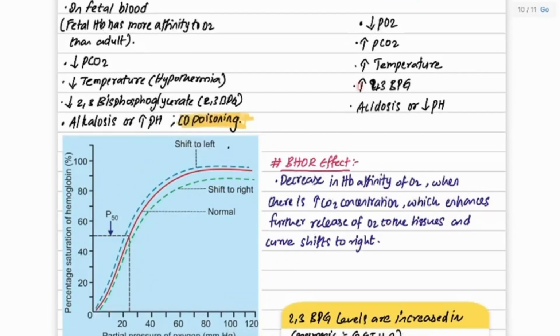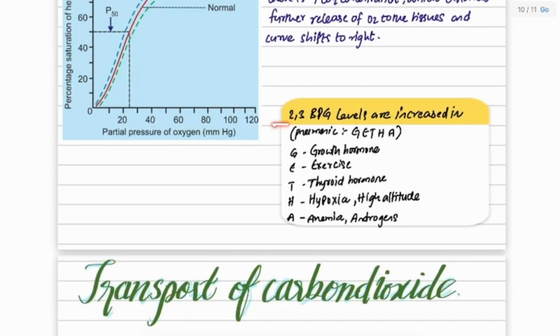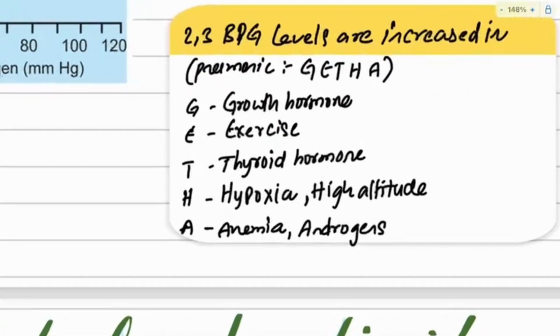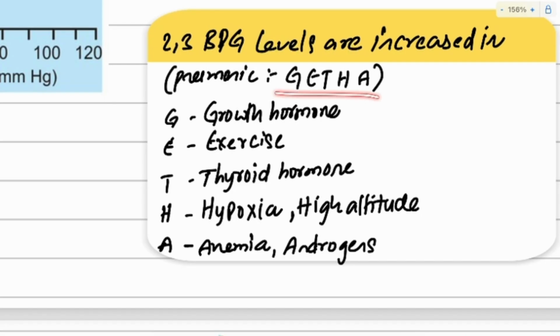Now this 2,3 BPG, this 2,3 bisphosphoglycerate, when it is increased or decreased: 2,3 BPG levels are increased in conditions you can remember with the mnemonic Gita. G for growth hormone. When there is excess growth hormone, 2,3 BPG is increased. When we do exercise, 2,3 BPG is increased. Because of the thyroid hormone, 2,3 BPG will get increased. Because of hypoxia and high altitude, 2,3 BPG can be increased. And in anemia and androgens also, 2,3 BPG levels are increased.